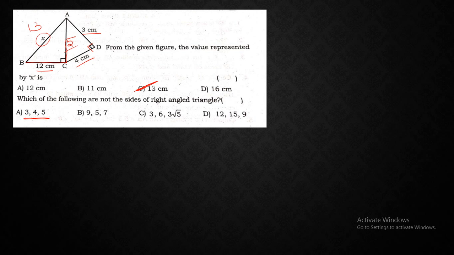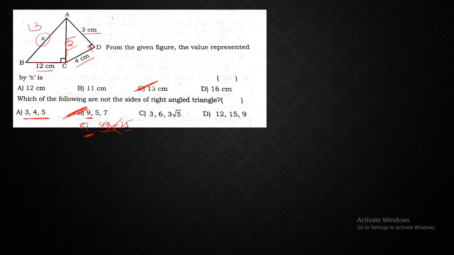Next, 9, 5, 7. So 9 square is 81. 7 square is 49 plus 25. So 9 plus 5 is 14. So units place is not matching. So this is not the sides of a right angle triangle.